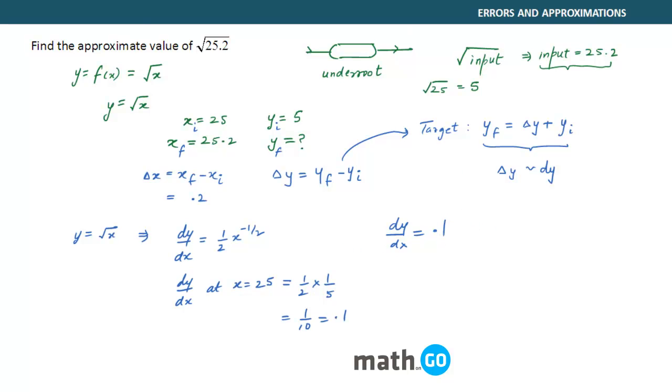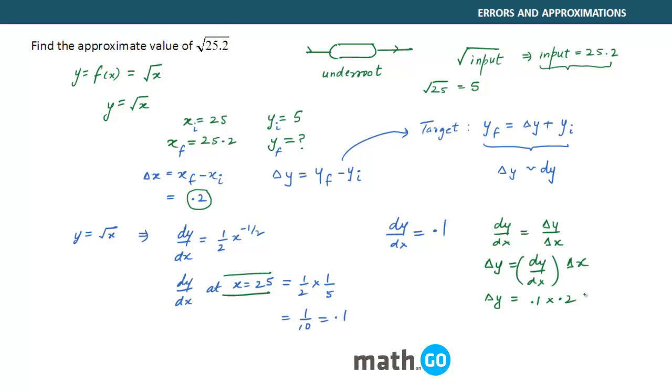And we already did this: dy by dx is nothing but delta y by delta x, or in other words, delta y is equal to dy by dx into delta x. So can you figure out the delta y component here? You have already found dy by dx at x equal to 25, which comes out to be 0.1. And delta x, how much change did you make? You changed the value of x by 0.2. So what is the value of delta y? Delta y changes by 0.02.